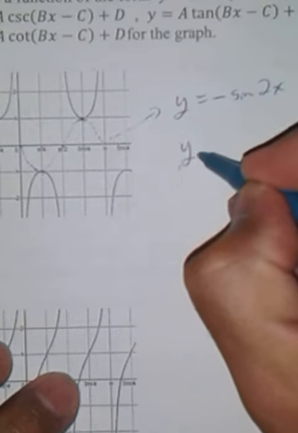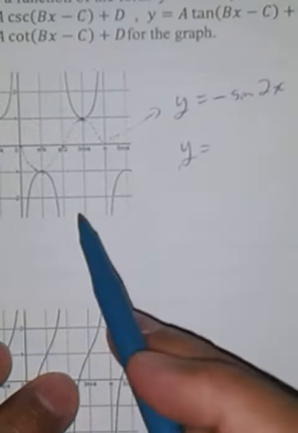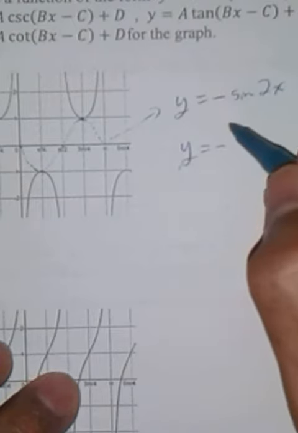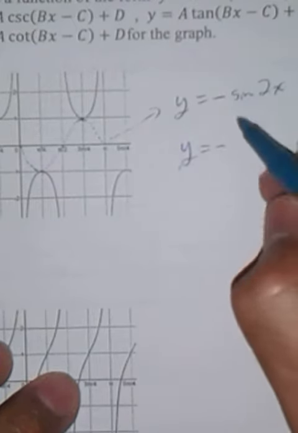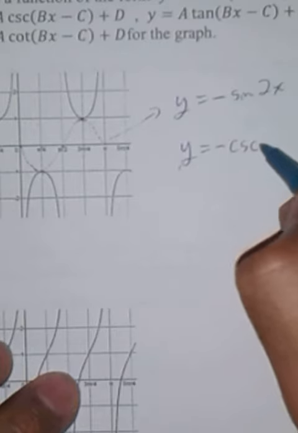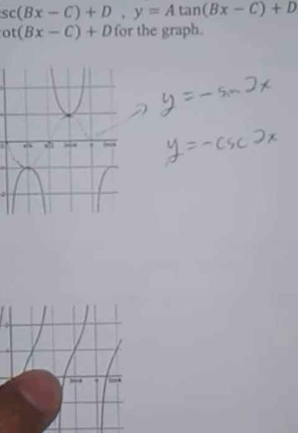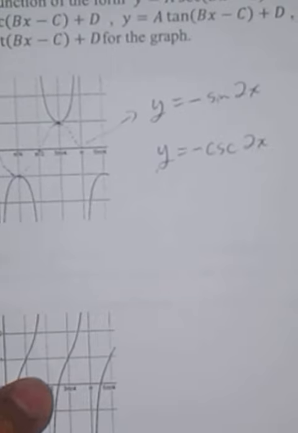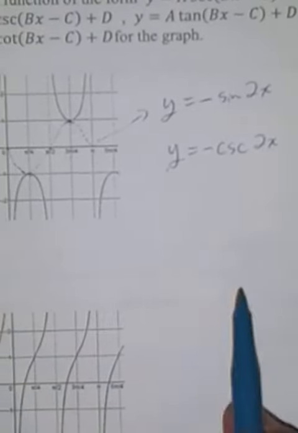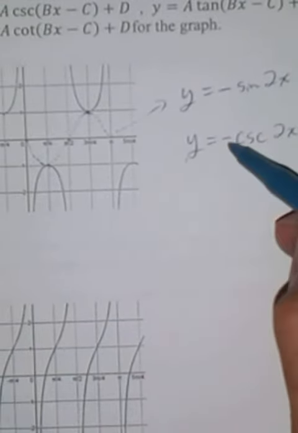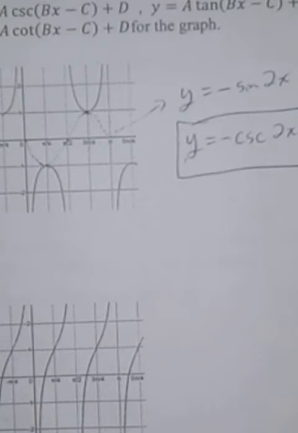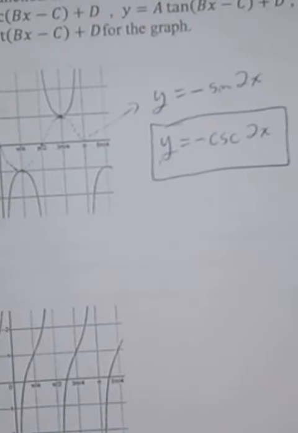So my actual equation for the actual U's that I'm given is y equals negative, and the sine is related to the cosecant, so this will be negative cosecant of 2x. Notice I find the equation for the sine, and then the cosecant just replaces the sine. So that should be the equation for that curve.